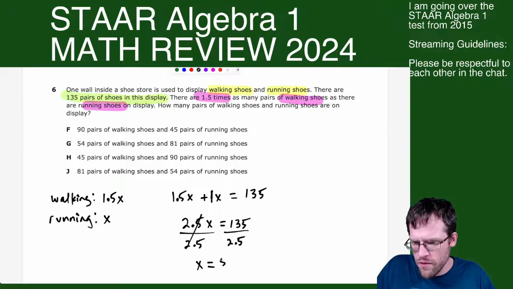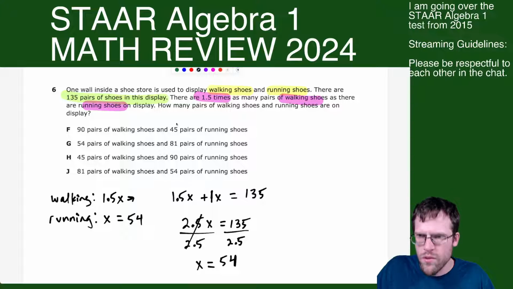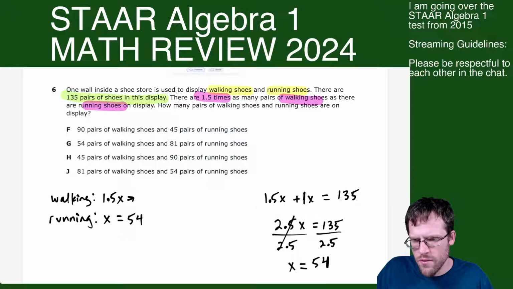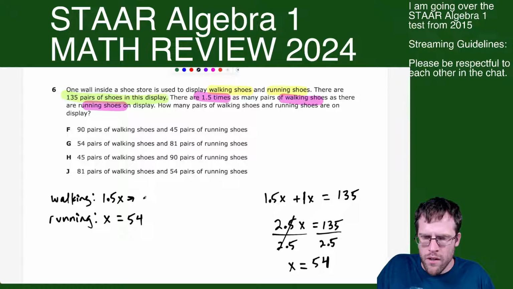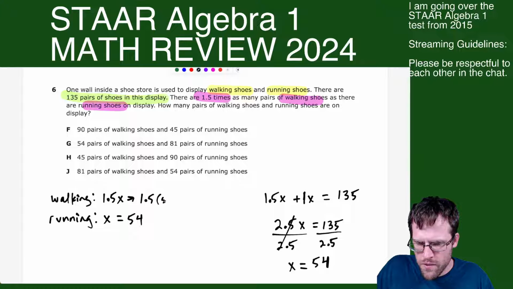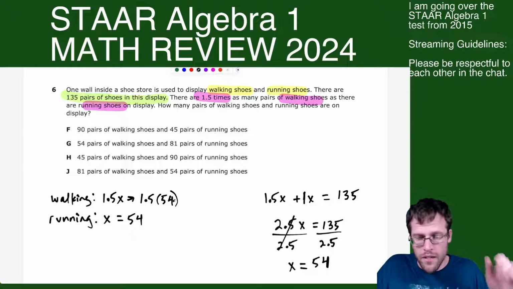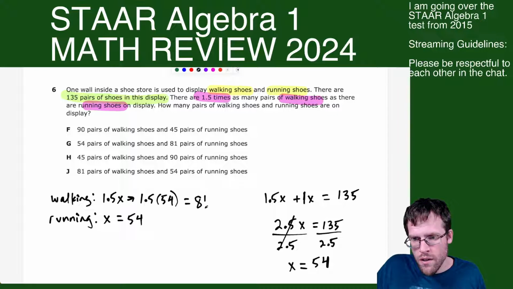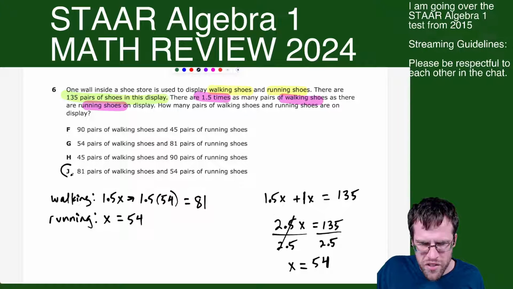So X is equal to 54, which tells us, if we look here, the number of running shoes is 54. And if we multiply 1.5 by 54, we would get the number of walking shoes. So I'll just move all this stuff over. But half of 54 is 27, and 54 plus 27 is 81. Okay, but we're going to get 1.5 times 54. And yeah, the math I'm doing in my head is I'm taking half of 54, which is 27, and then when I add it to 54, I get 81. Okay, so there are 81 pairs of walking shoes and 54 pairs of running shoes. So choice J.